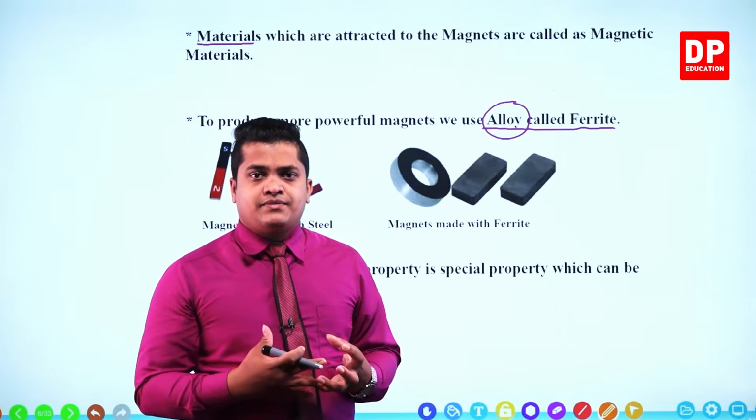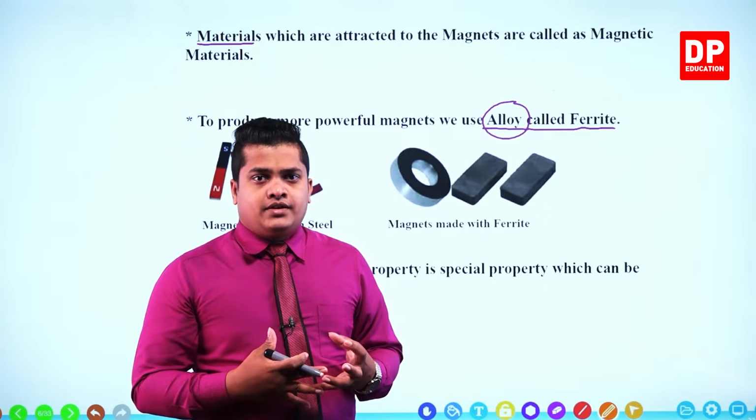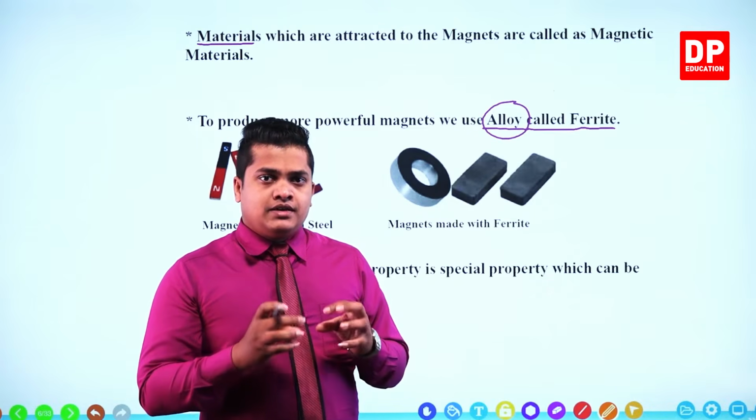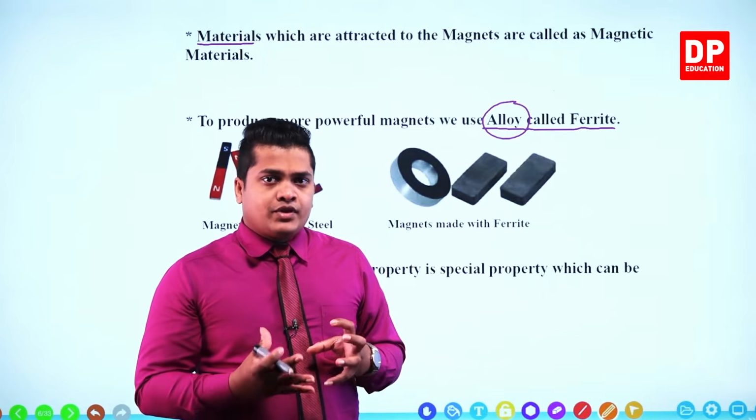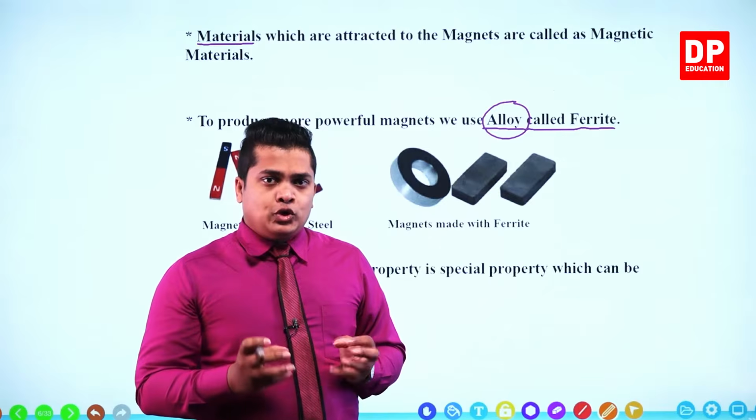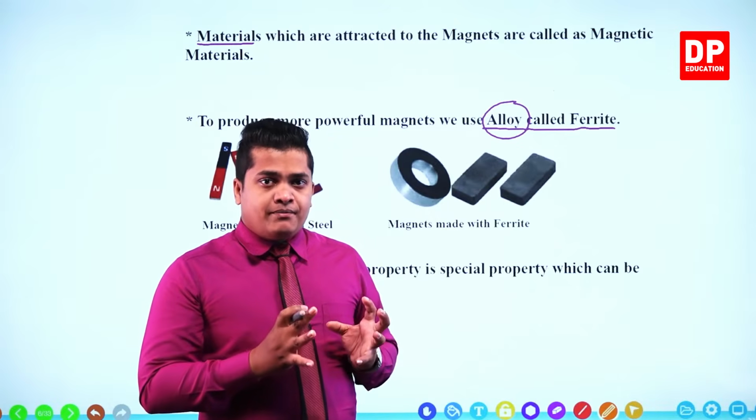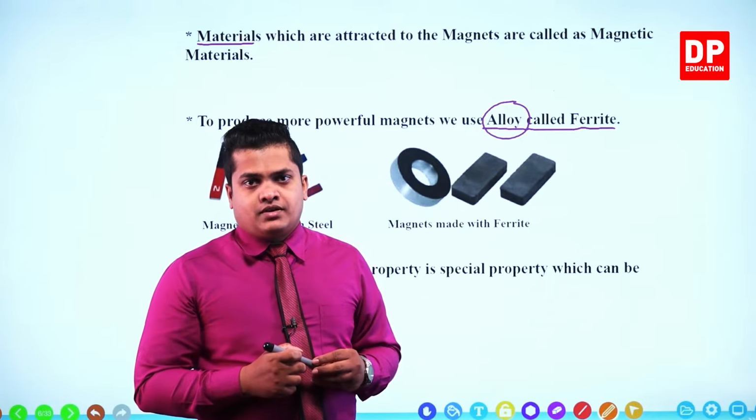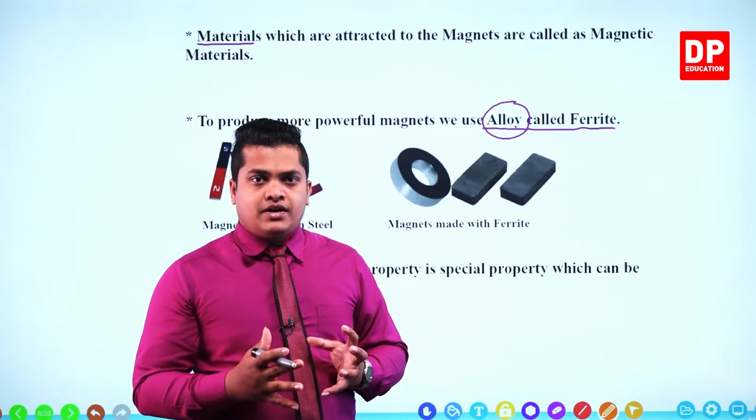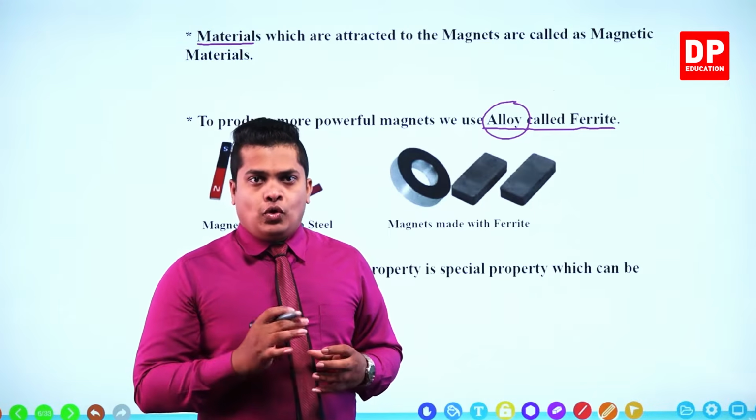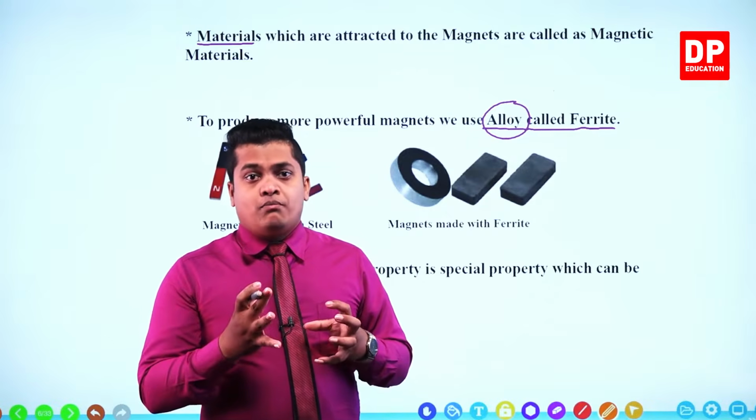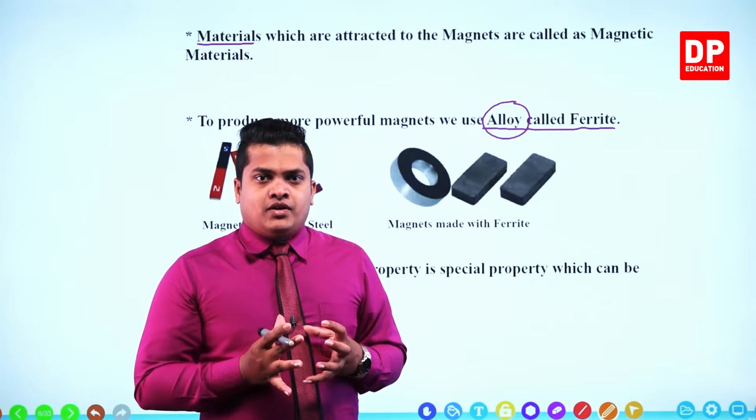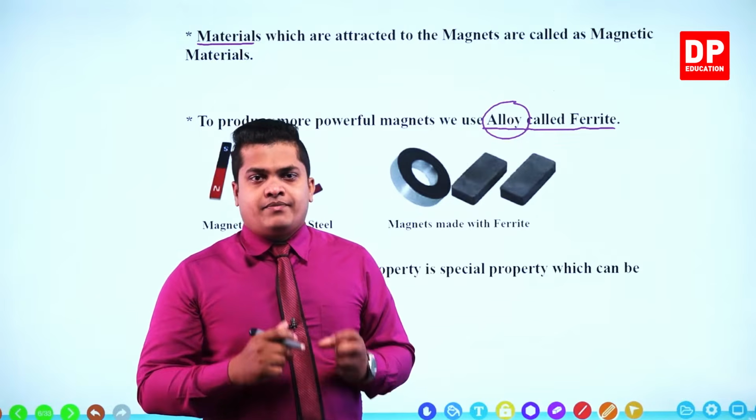Actually, we can't say it's a metal, because it's an alloy. It's made by mixing several metals, or we can build an alloy by mixing a metal with a non-metal as well. We can mix a metal with a non-metal, or mix two or more metals together to make an alloy. So an alloy is a mixture of metals or non-metals.